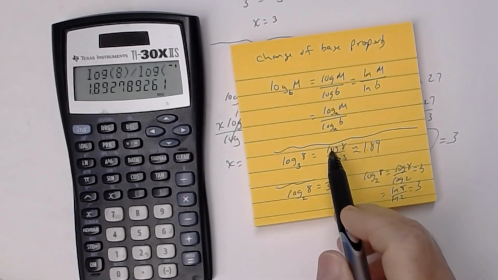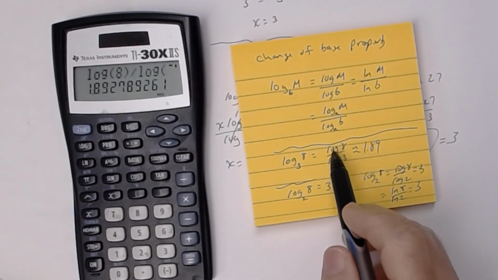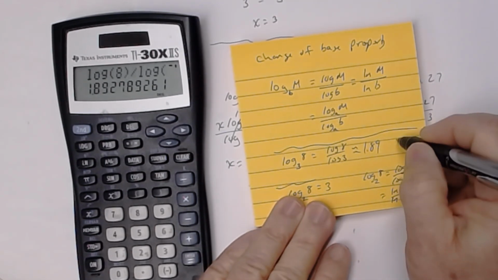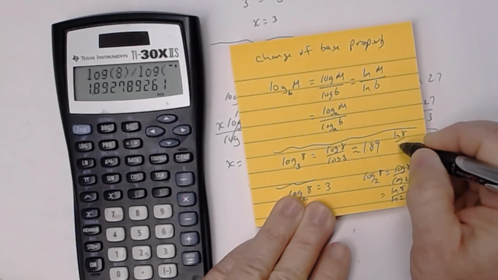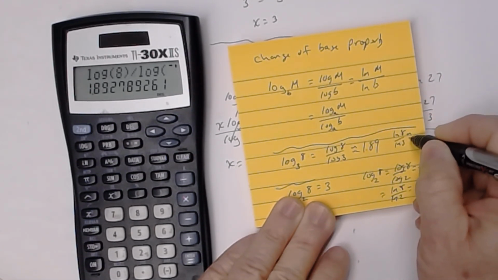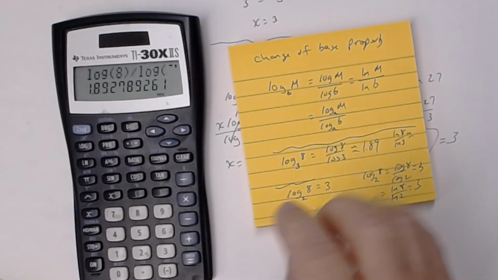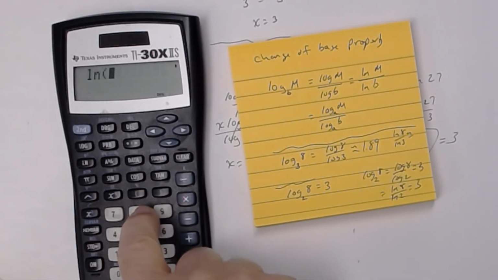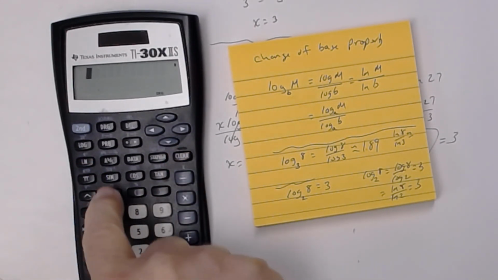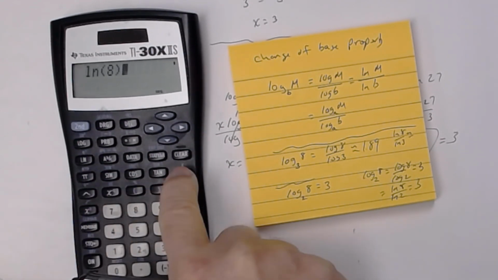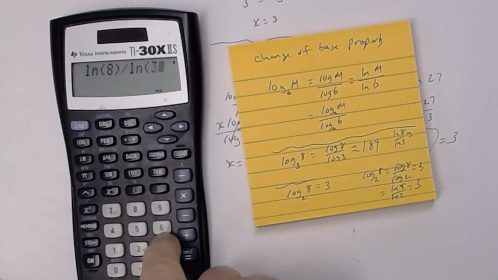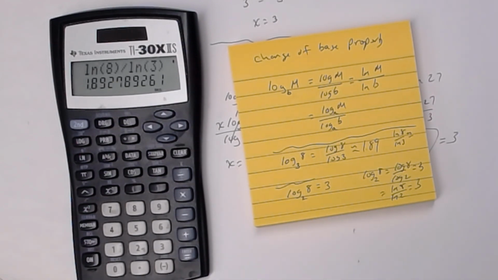And instead of using common logarithm, you could have used the natural logarithm. So you could have said the natural log of 8 divided by the natural log of 3. You'd have still gotten this same approximation. So the natural log of 8, let's do it again. Natural log of 8 divided by the natural log of 3, and you get the same thing.